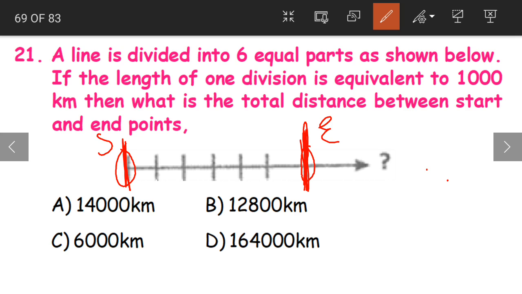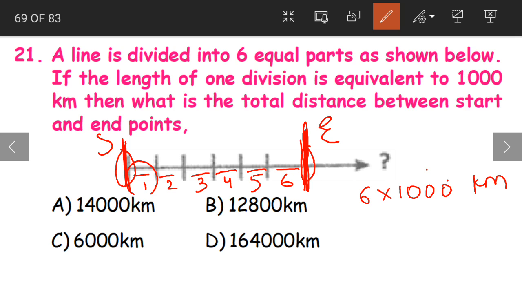Now we need to calculate the total distance here. So how many divisions do we have in between? 1, 2, 3, 4, 5, 6. In total, we have 6 divisions. So what will be the distance, children? 6 into 1000 kilometers. Each division is equal to 1000 kilometers, and there are 6 divisions. That is why the total distance becomes 6 into 1000, that is equal to 6000 kilometers. Yes or no? So our answer is option C, 6000 kilometers.